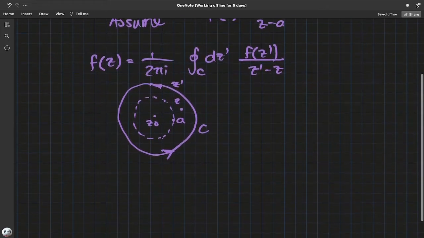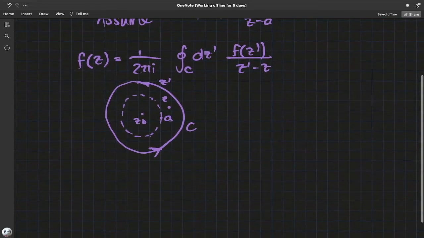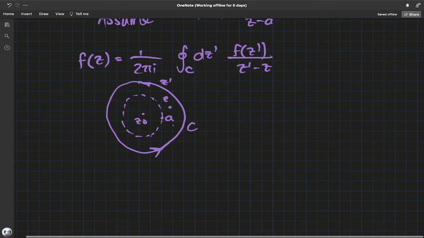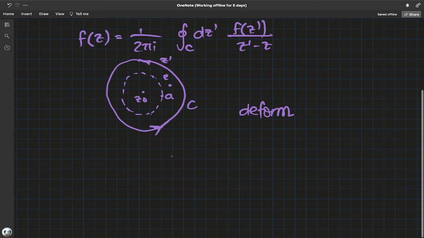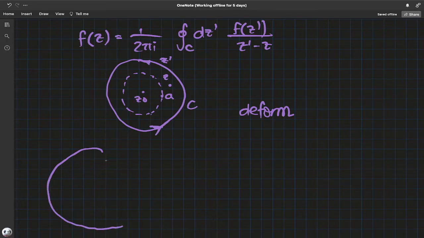That's my contour C. Now the issue is this discontinuity at A, this pole at A. So what we're going to do is deform this contour such that now we have, let's see, this is the outer region.